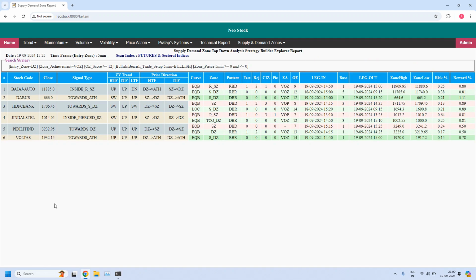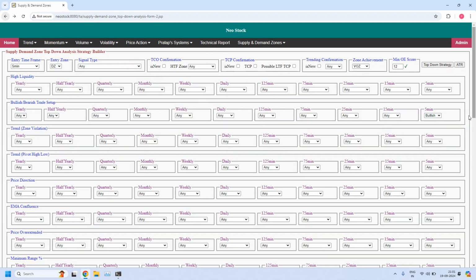Now let's verify. 6 stocks are filtered. All the 6 stocks are currently supporting bullish trade setup for hourly income trade. Now let's verify out of these 6 stocks, how many are having ITF confluence. This is the demand zone, right? Bullish trade setup. So 5 minutes demand zone should be part of the 15 minutes demand zone. That is ITF confluence here.